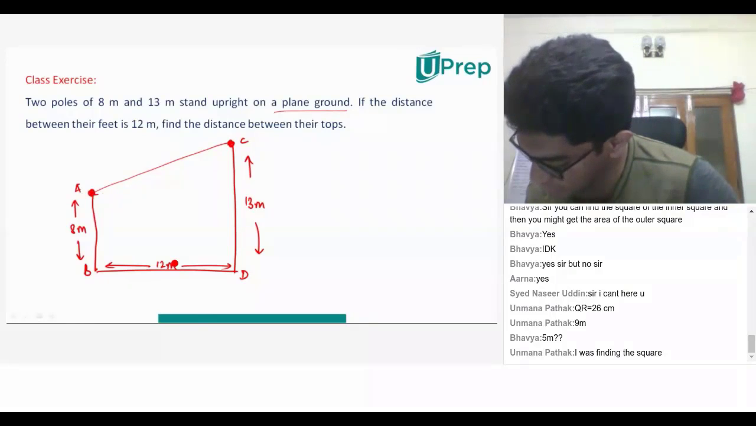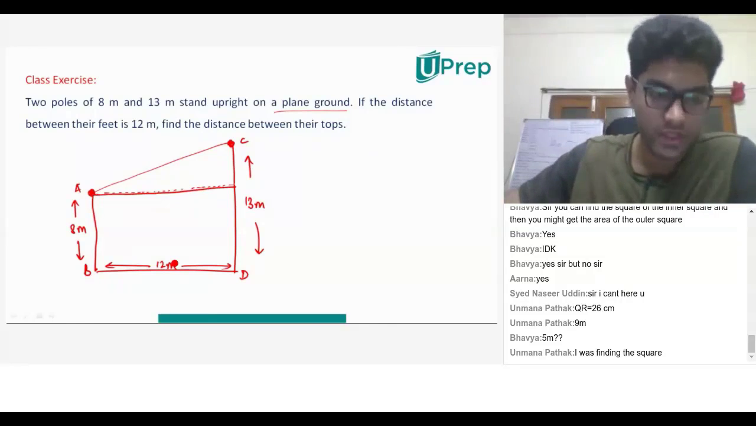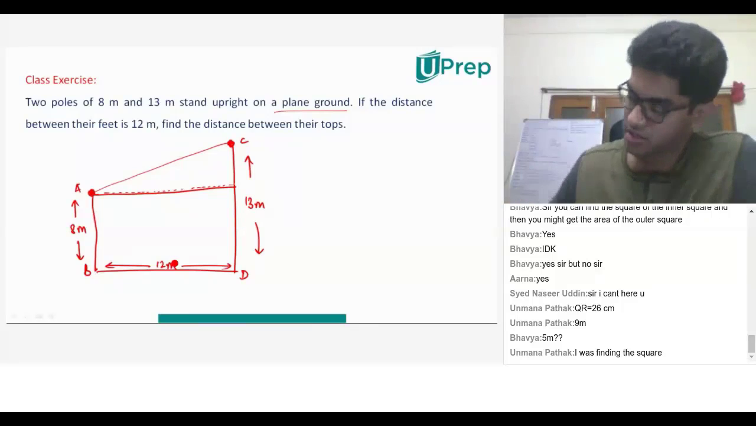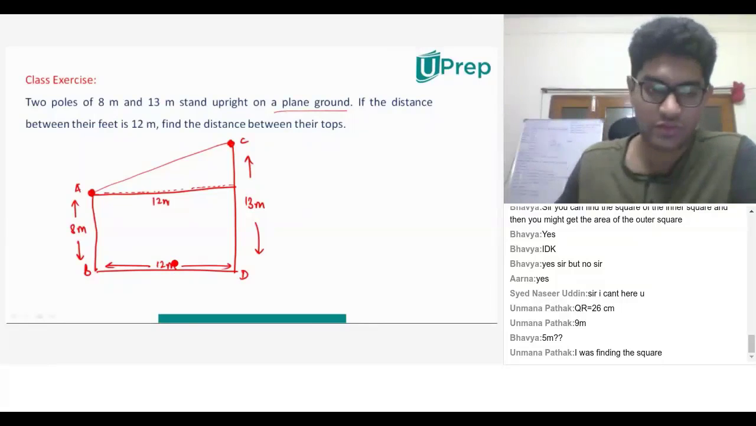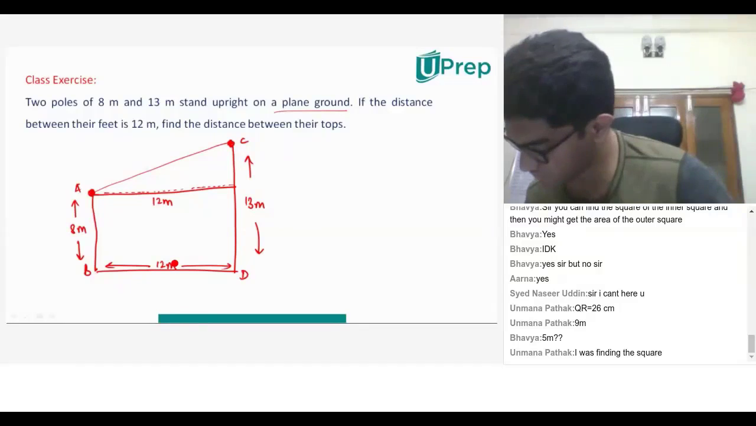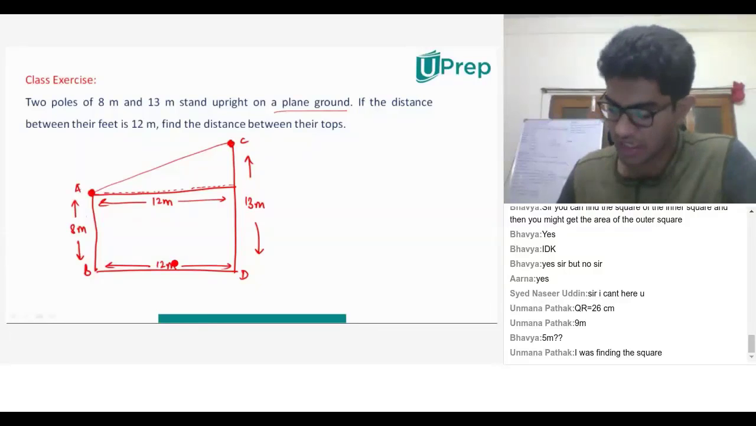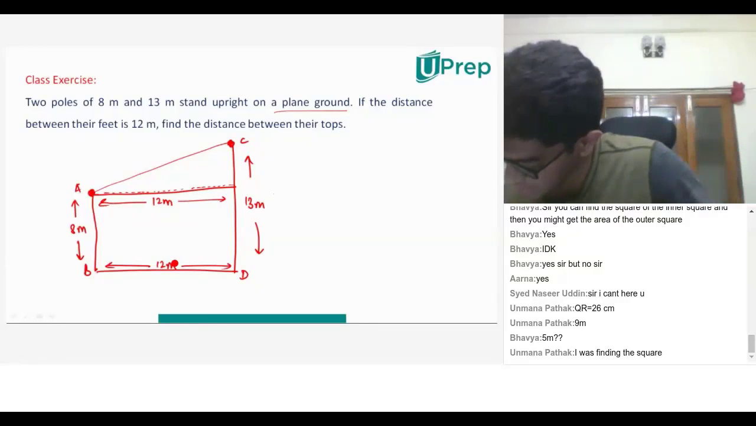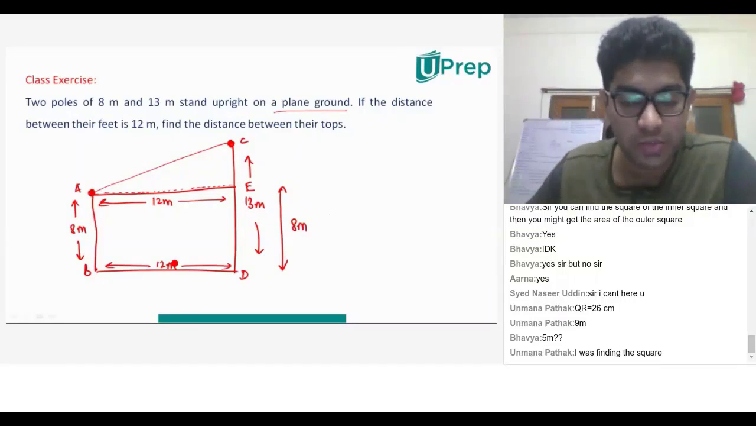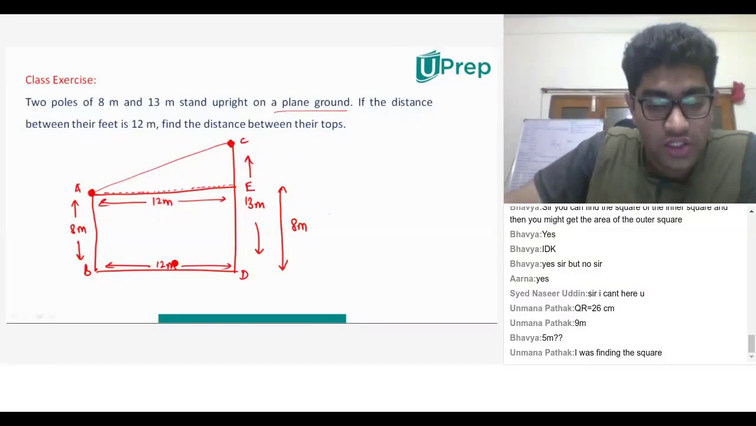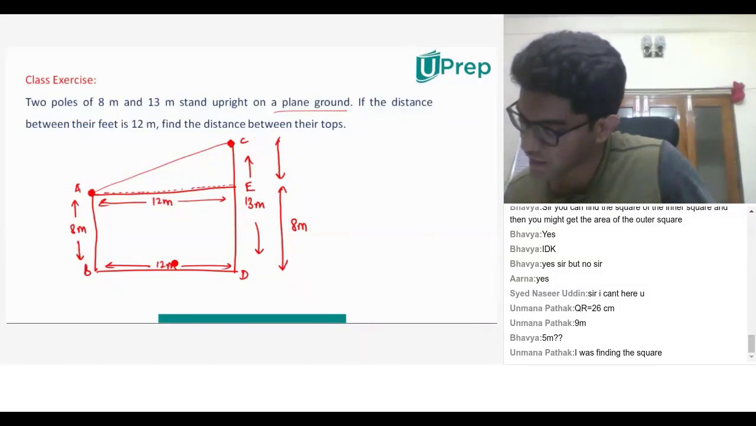Guys, can I put an imaginary line over here? Yes. That means if this is 12 meters, this is also 12 meters. Yes or no? You guys following? If AB is 8 meters, that means the distance from here to here, say I name it E, is also 8 meters. If the total length is 13 meters, that means EC is 5 meters.